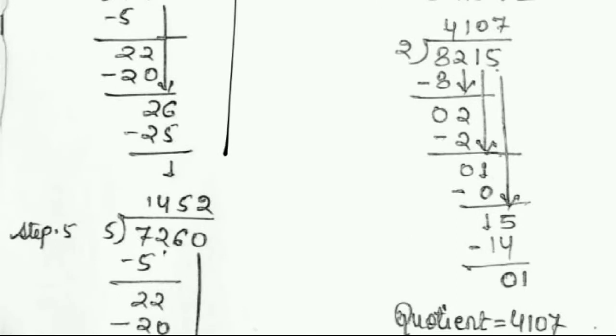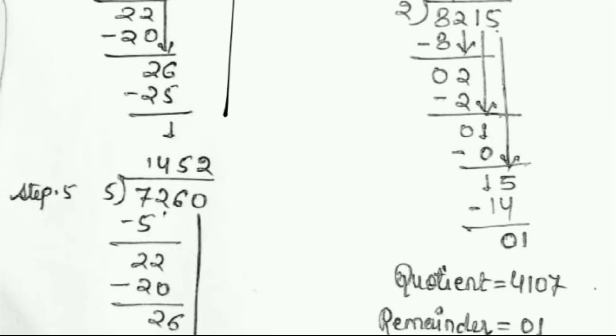One more question I have solved. In this one, 8215 divided by 2. So the same, that simple method or short method I have used here. You can do it with any method, long as well as short.